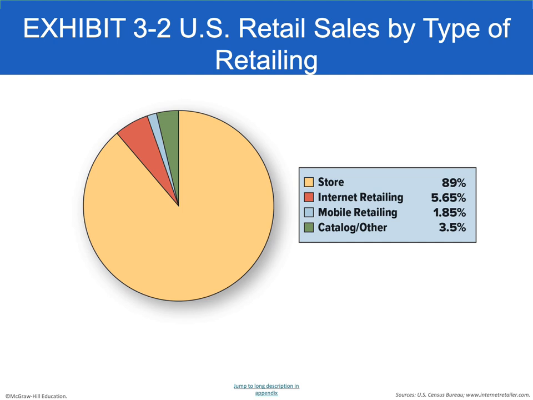الشكل ده طبعا shows you that in-store retailing consists of 89% among the other retail. هو retail sales by types of retailing, زي ما شايف حضرتك, and it shows you that store retailing consists of 89% among the other channels, the internet retailing والموبايل والكاتالوج والحاجات دي كلها.